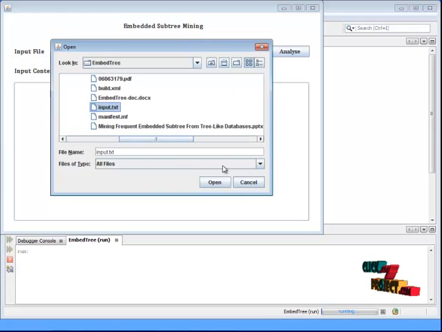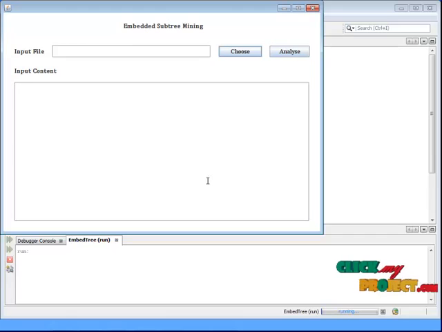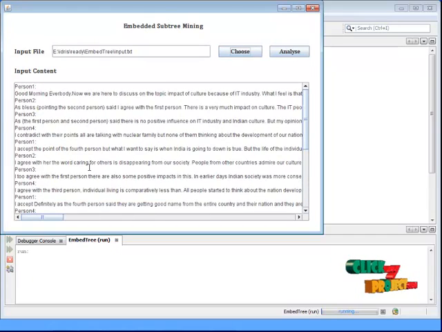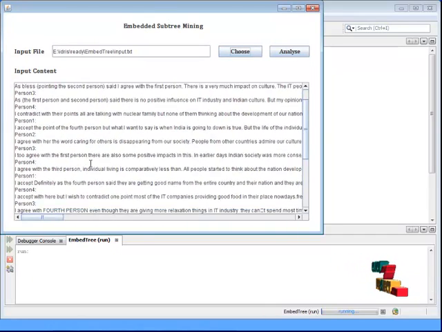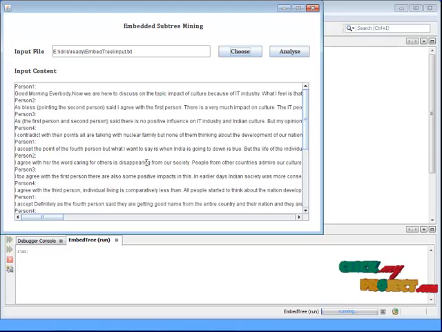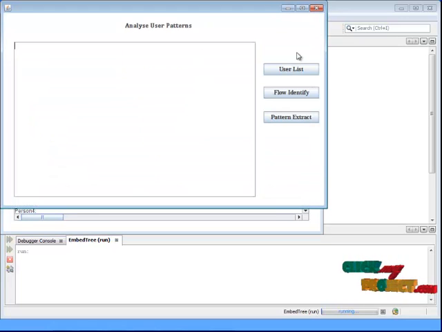This is our dataset. We have to choose this first. After the selection, the pattern discovery will be displayed here. After that, with the help of this, we are going to analyze the process. For this, we have to click the analyze button, and this form will be opened.